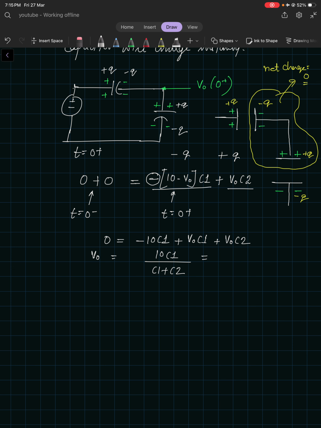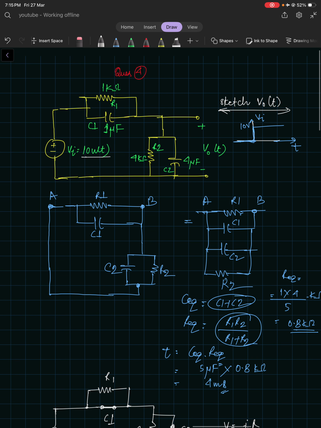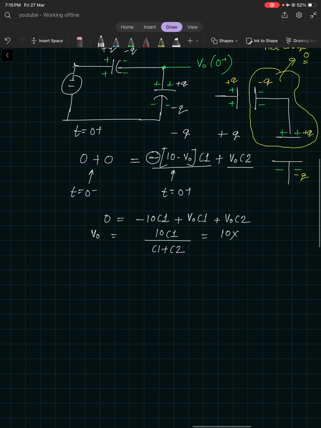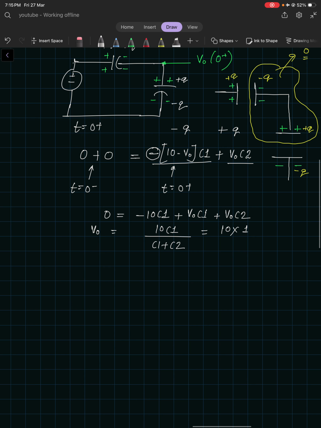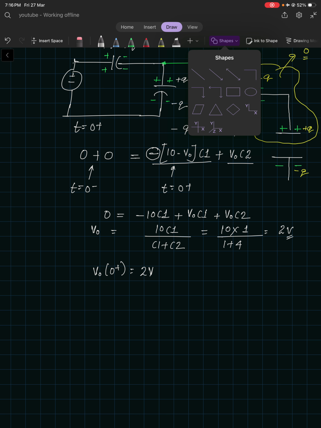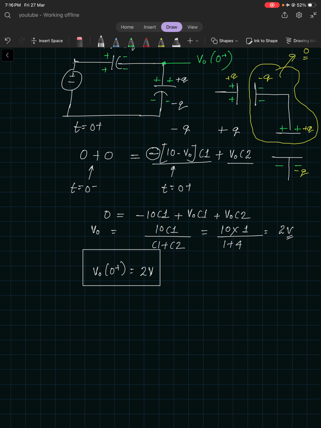So what is the value? 10 into, what is the value of C1? C1 is 1 microfarad and C2 is 4 microfarad. So this is 1 microfarad over 1 plus 4 microfarad. Micro will be cancelled, so it will be 2 volts. So V naught of 0 plus would be 2 volts. This is the initial condition for V naught.